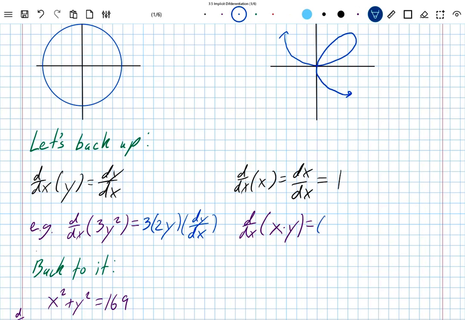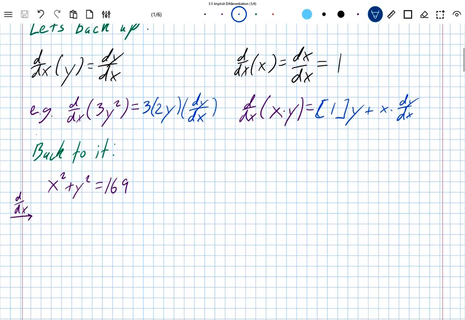The product rule says take the derivative of x, which is a 1, leave the y alone, plus leave the x alone, and multiply by the derivative of y. That's just dy/dx. Okay, maybe confusing as to why we're doing it, but take a second and make sure that you can actually do those two things, because that's going to be the building block of what we do next.